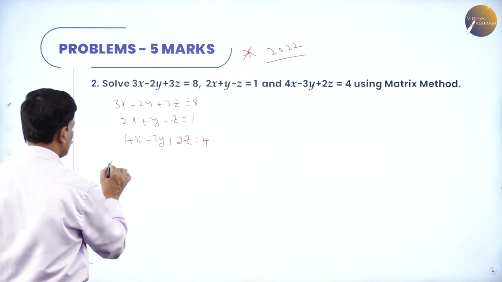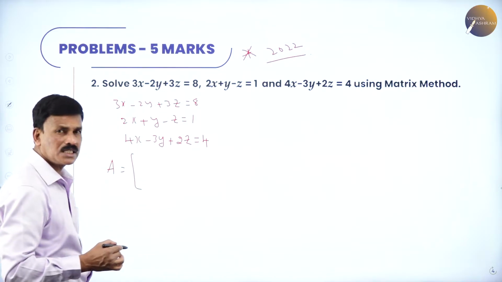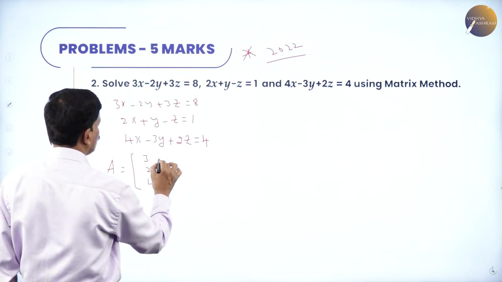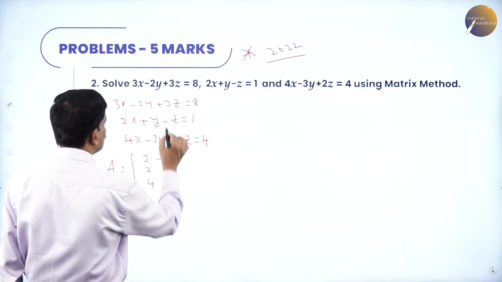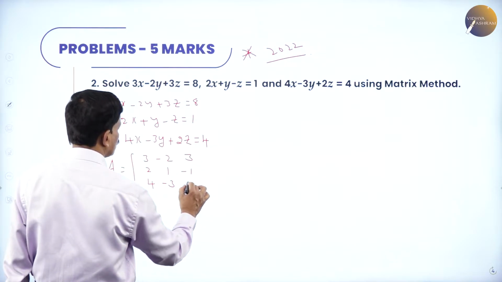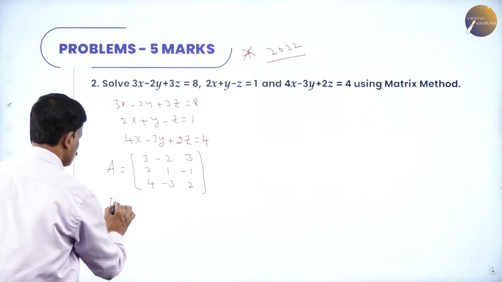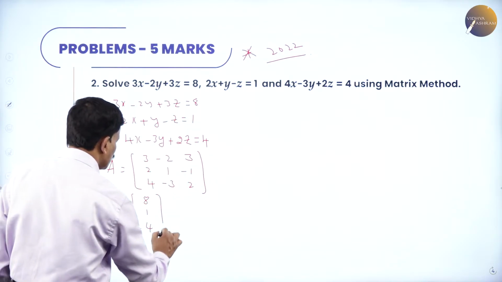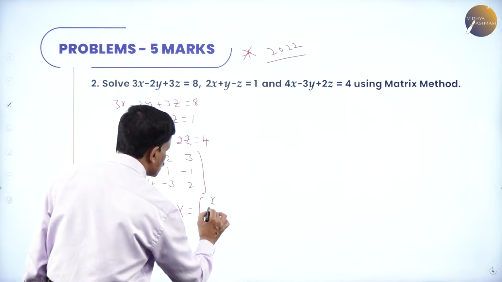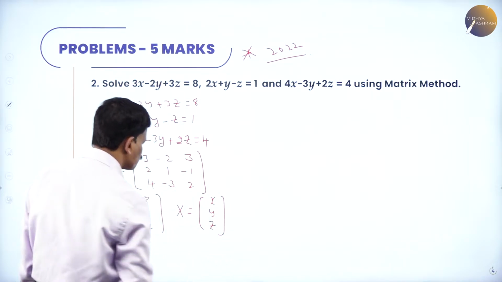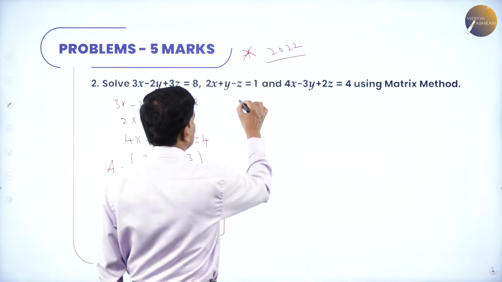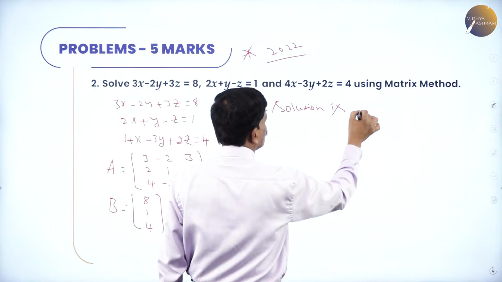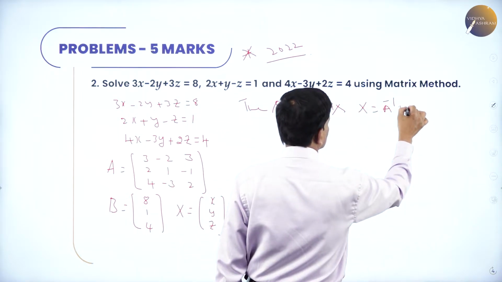Now, find out the coefficients of x, y, z. Let us consider A. A is equal to coefficient of x is 3, 2 and 4. Coefficient of y is minus 2, plus 1 and minus 3. Coefficient of z is 3, minus 1 and 2. Then, the matrix B is the constant matrix 8, 1 and 4. Then capital X is equal to x, y and z. What is the solution? The solution is X is equal to A inverse into B.